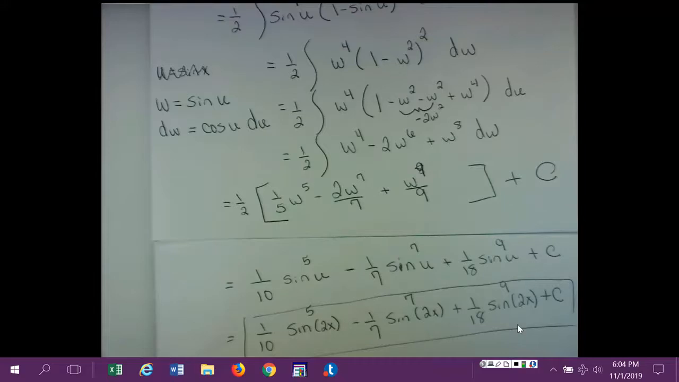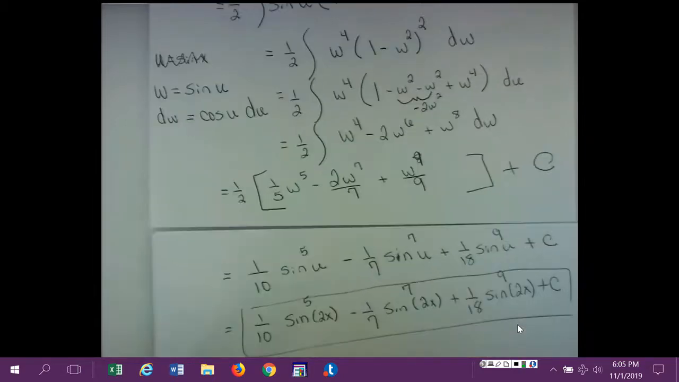So 1/5 sine of 2x to the 5th minus 1/7 sine of 2x to the 7th plus, I read this incorrectly. It's 1/10 sine of 2x to the 5th minus 1/7 sine of 2x to the 7th plus 1 over 18 sine of 2x to the 9th. And I'll tell you why I read that incorrectly.